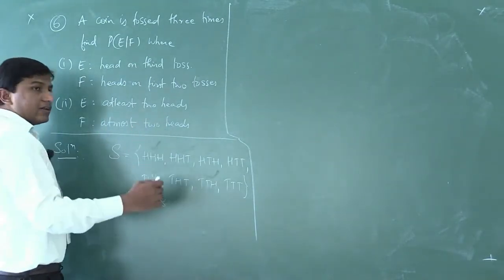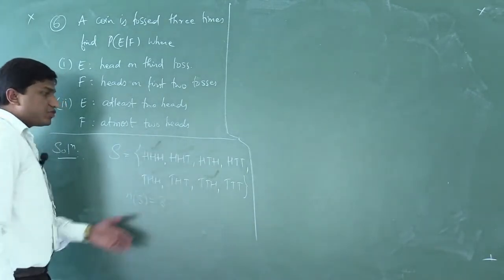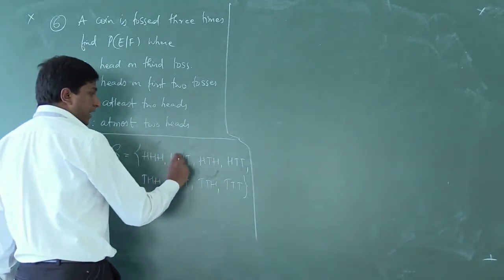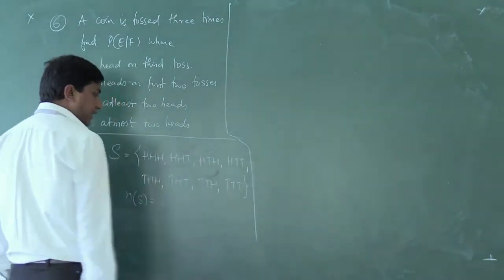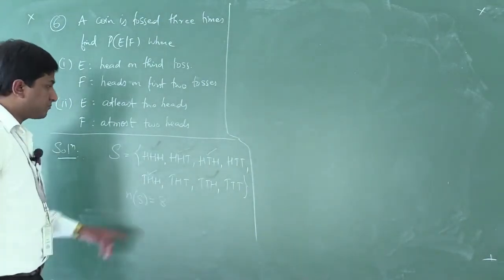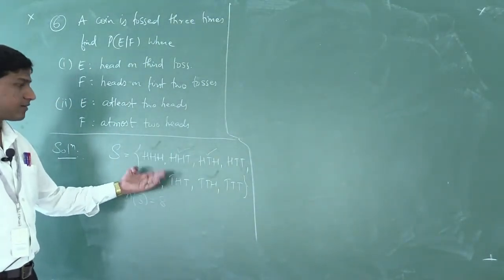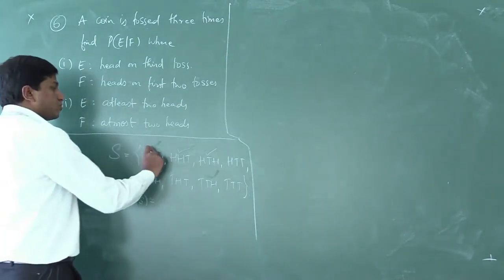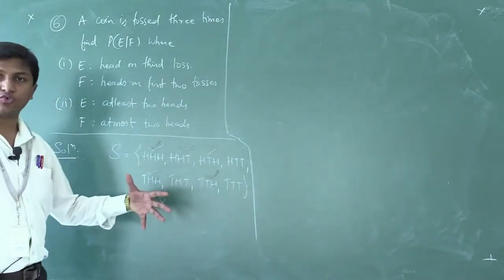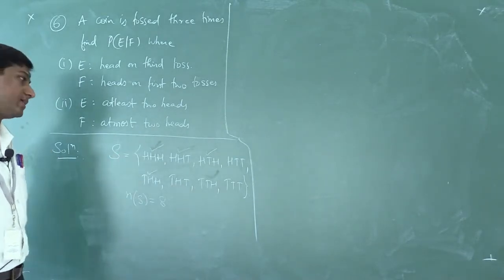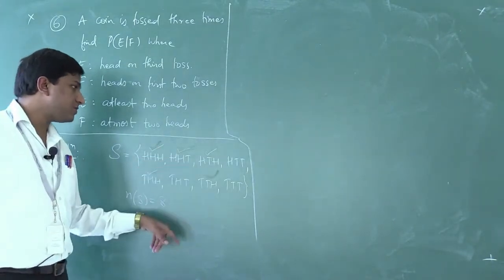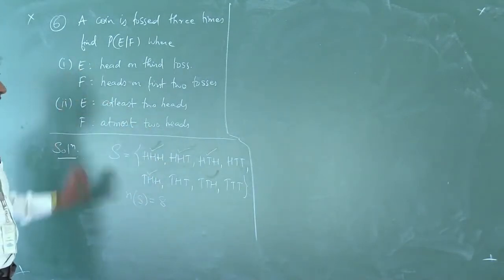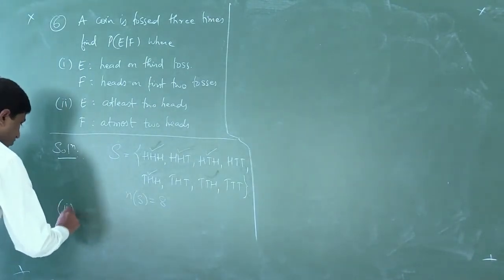So look at it, at least two heads. First, we will see which are the outcomes wherein we have exactly two heads. HHT, HTH, THH. So these are the three outcomes wherein we have exactly two heads. Now we will think about the outcome where we have more than two heads, three heads. So HHH has three heads. So HHH, HHT, HTH, and THH. These four elements will be there in set E. So this is sub question number 2.